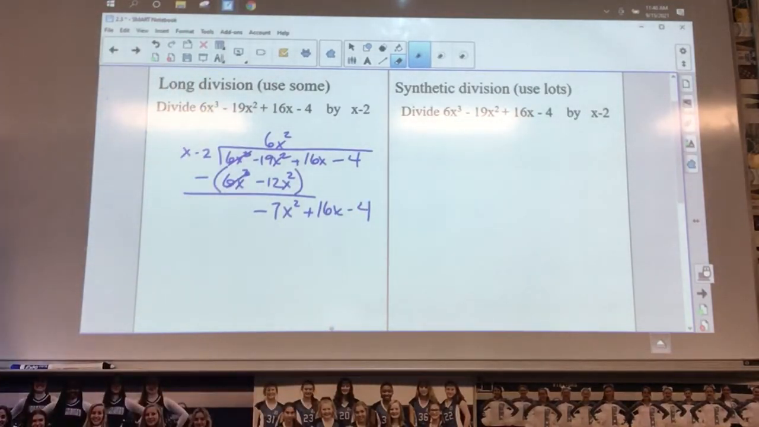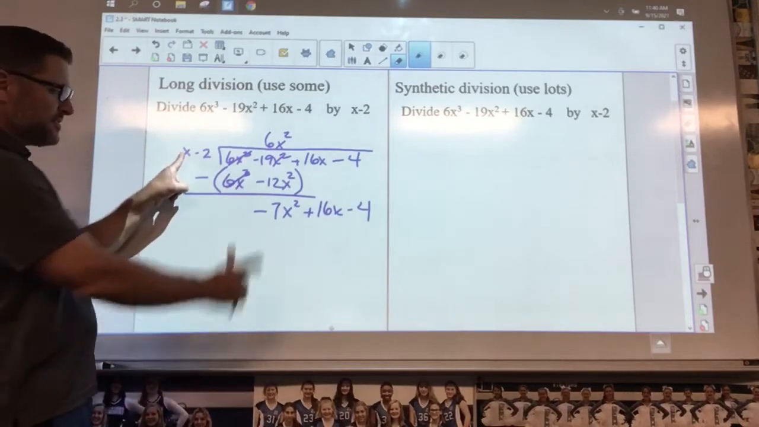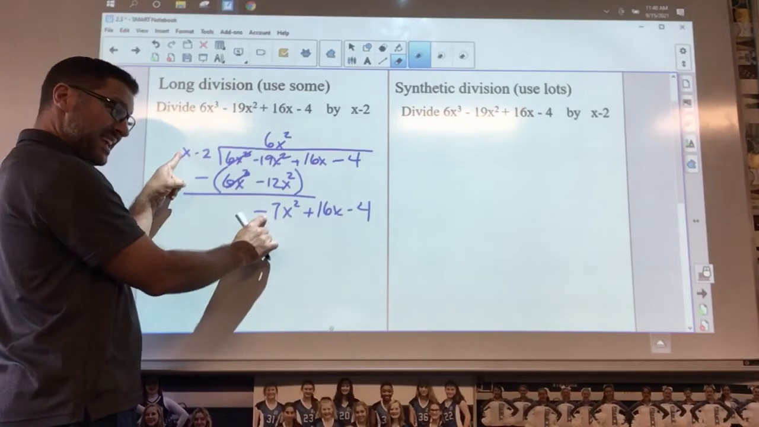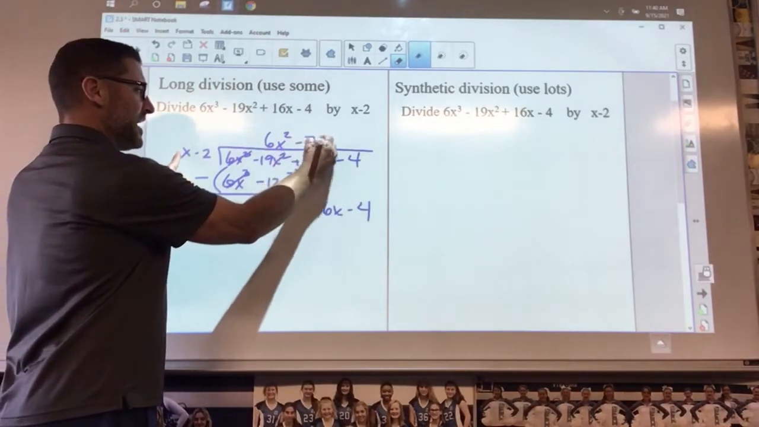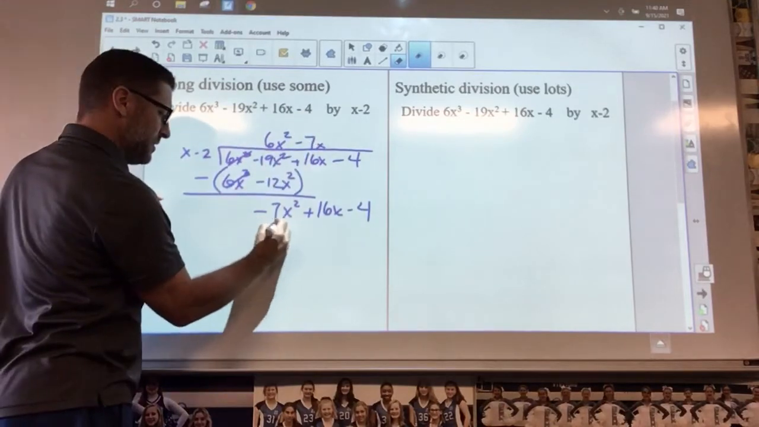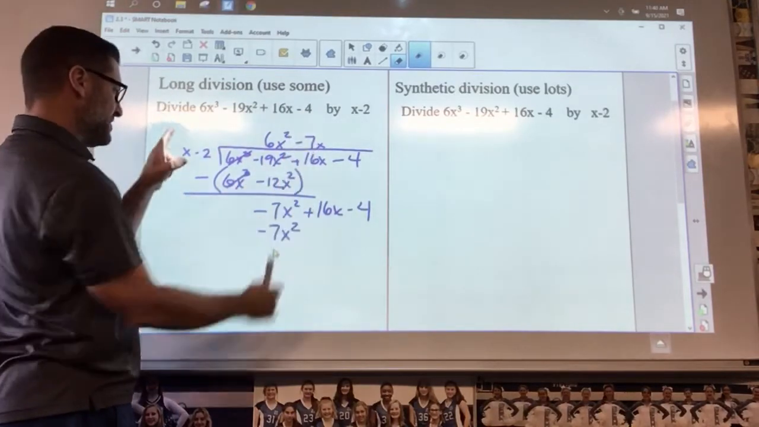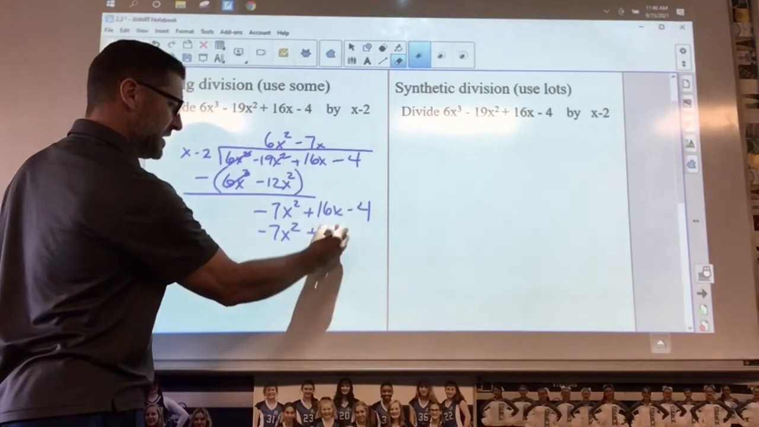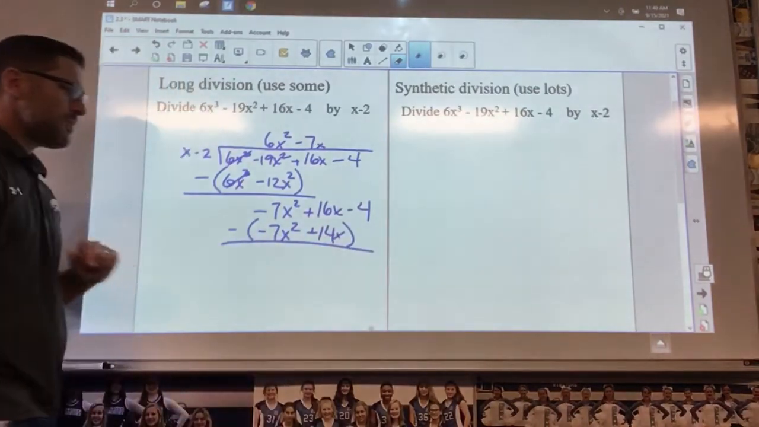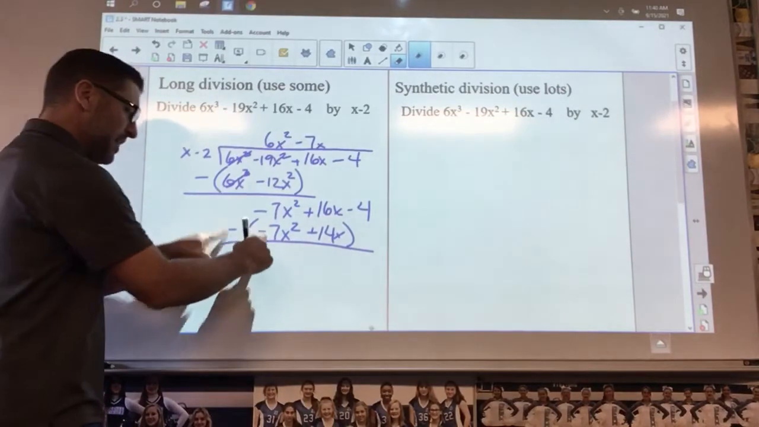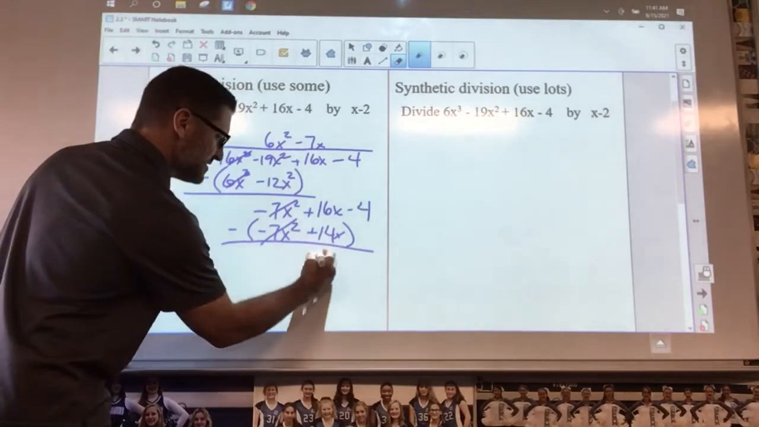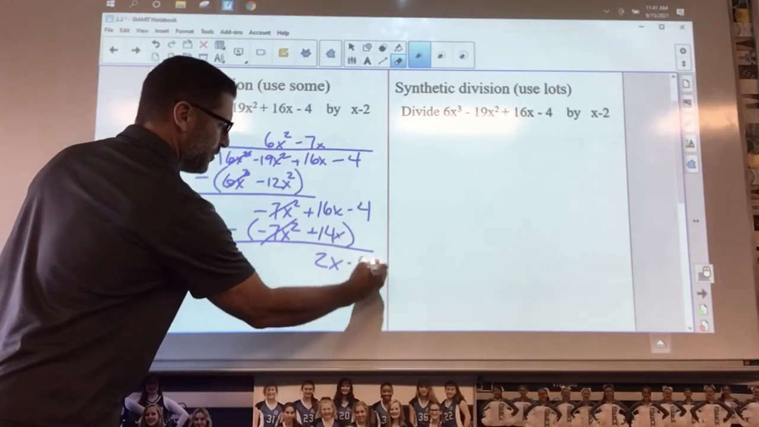So that's first. Second, now I need to get x turned into negative 7x squared. It's missing a negative 7 and an x. I'm going to vote negative 7x here, and then I distribute. Negative 7x squared, and then negative 7 times negative 2 is plus 14x. And then I remember to subtract. Negative 7x squared plus 7x squared cancels. 16x minus 14x is 2x, and I drop the 4.